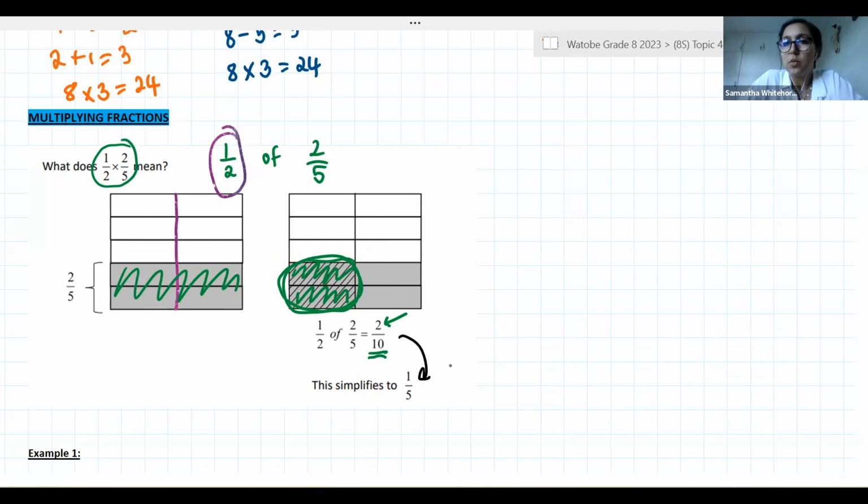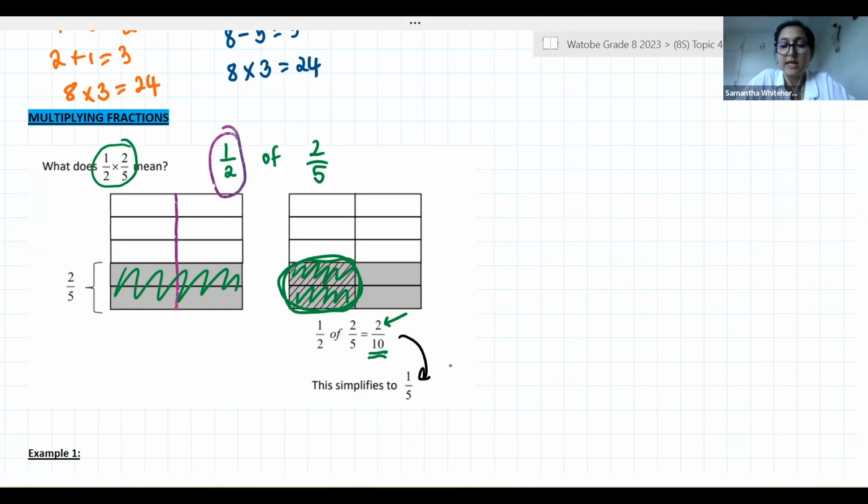But we also want a way of doing this that we don't have to draw pictures and we don't have to divide blocks into halves and quarters and eighths and all the rest of it. We want a nice, easy way to be able to deal with these. So we're going to have a look at some examples and see how we actually multiply fractions.